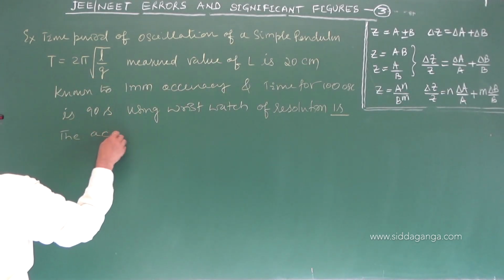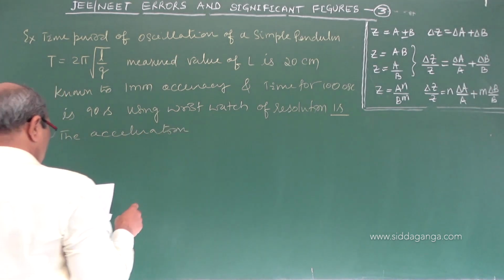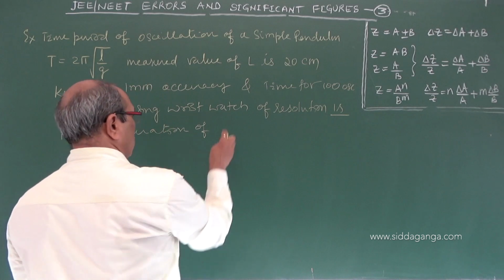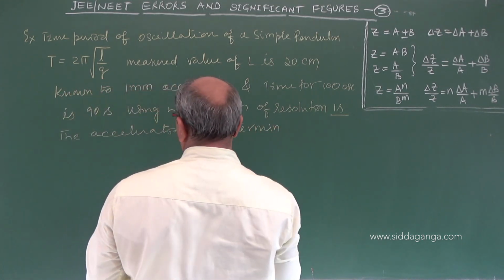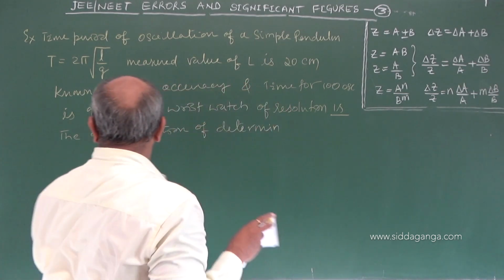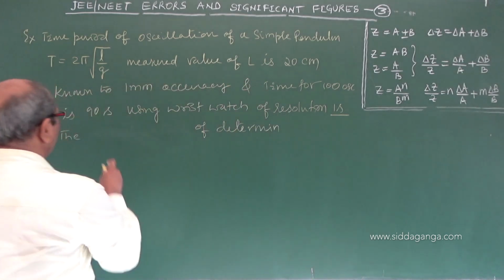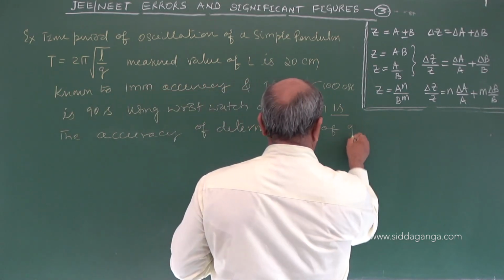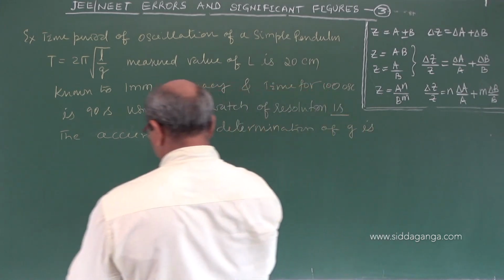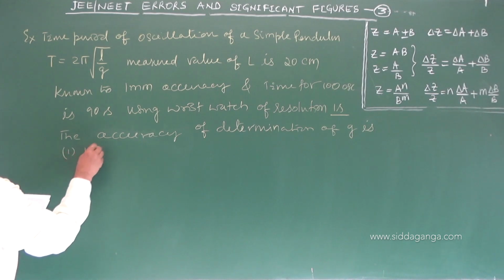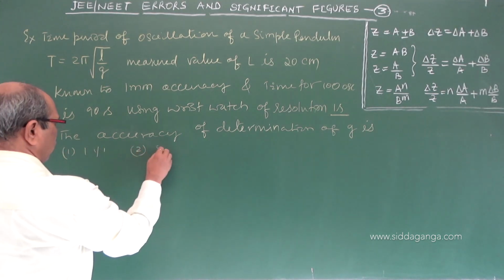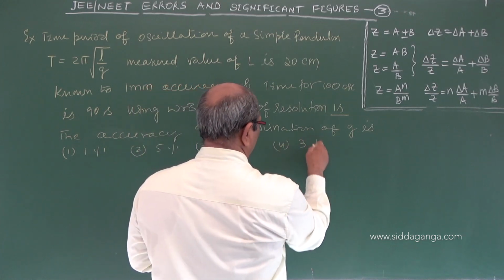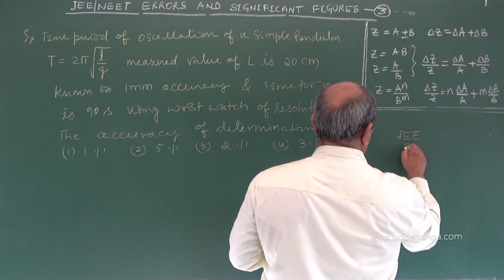The accuracy of determination of g is, the answers: 1%, second is 5%, third one is 2%, fourth one is 3%. The question appeared in JEE 2015.